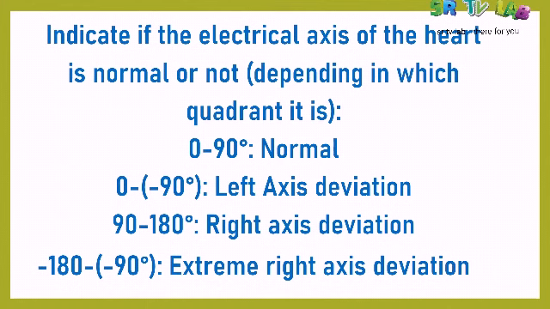Is that clear? 0 to 90, it's normal. 0 to minus 90, it is left axis deviation. 90 to 180 is right axis deviation. Minus 180 to minus 90, it's extreme right axis deviation. So at the end, here is the remark.